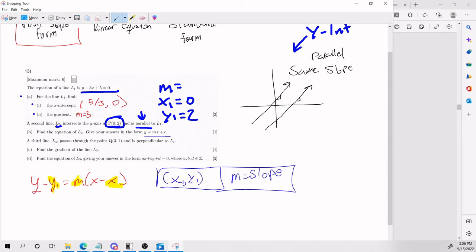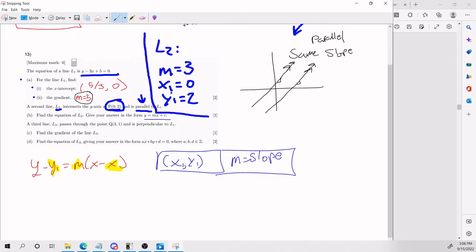Nerd fact: these lines never touch because they're parallel. They grow at the same rate, so they will never ever intersect. Anyways, they are parallel, and so this m is the same m that we found earlier, which we said was 3. So this is my info for L2.